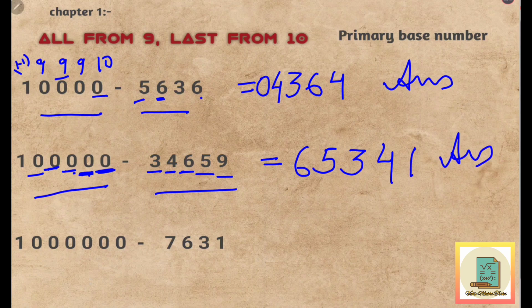Now similarly we're going to take this example also. Now how many zeros are here? 1, 2, 3, 4, 5, 6 and number of digits here are 1, 2, 3, 4. So we'll put 2 zeros before starting with the method.